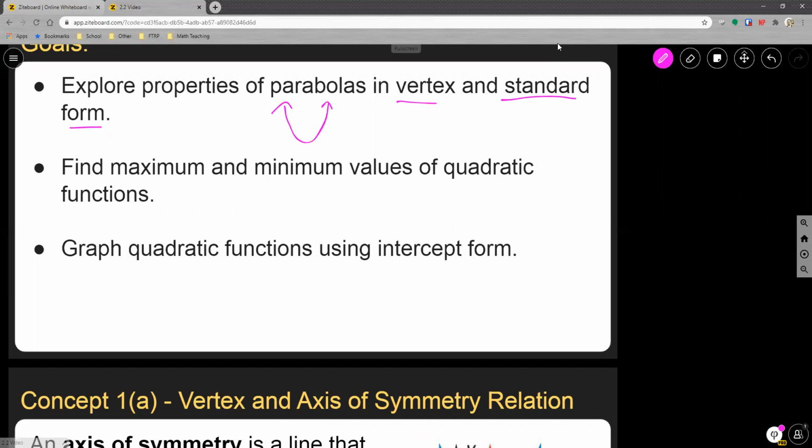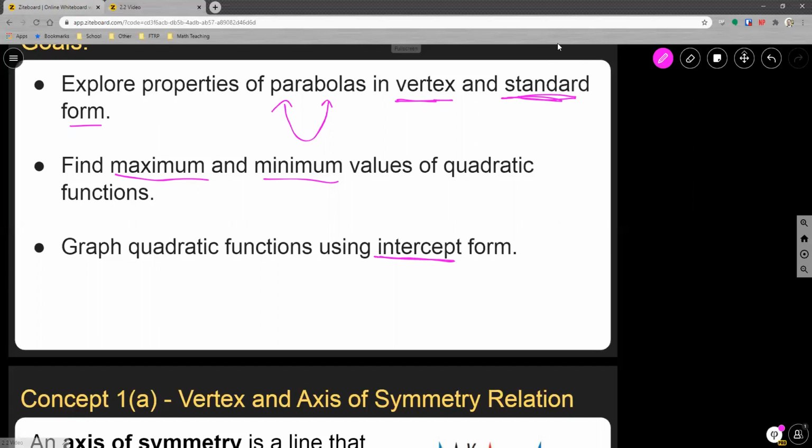We'll be finding the maximum and minimum values of quadratic functions. And then we'll be graphing quadratic functions using intercept form, so the third form as well. We'll be starting with vertex, building into standard form, and then going to intercept form. We'll also be talking about this concept of a maximum and minimum value. So let's get right into it.